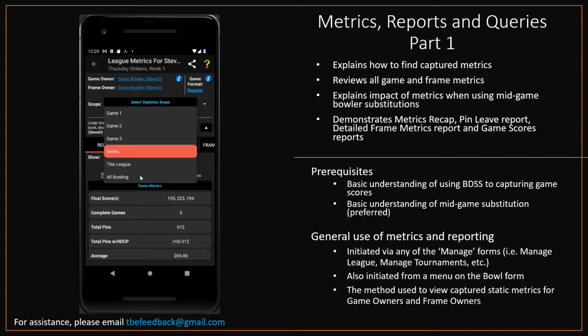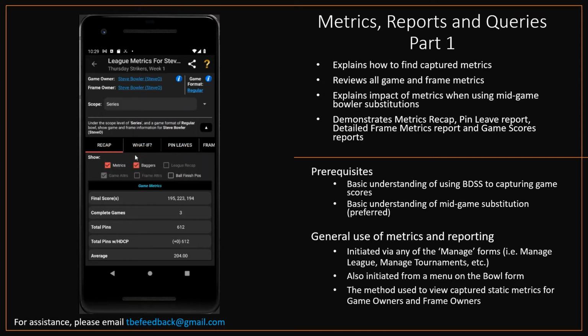Another item about scope, changing scope will influence the options available in frame owner. You see, scope is series. And when I click frame owner, you'll see Sarah is available as a mid-game sub. That is because BDSS recognizes at some point in the series, Sarah substituted for Steve.